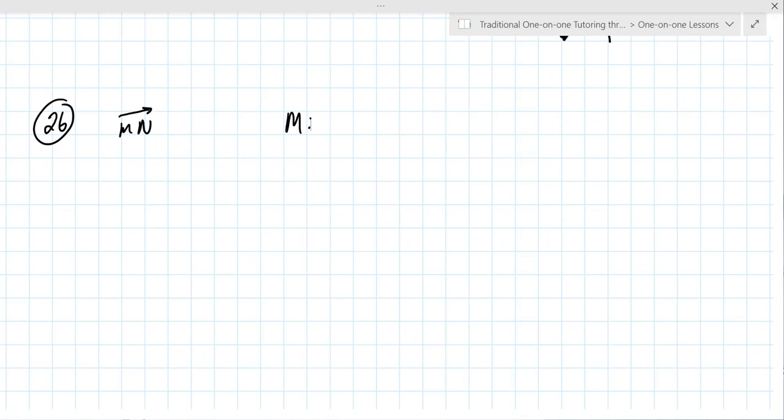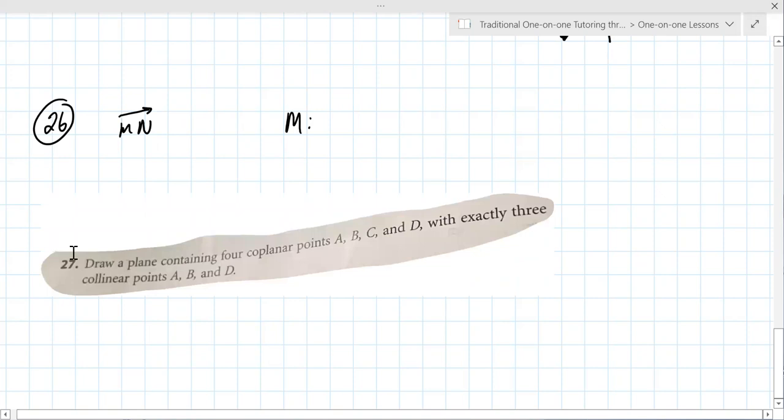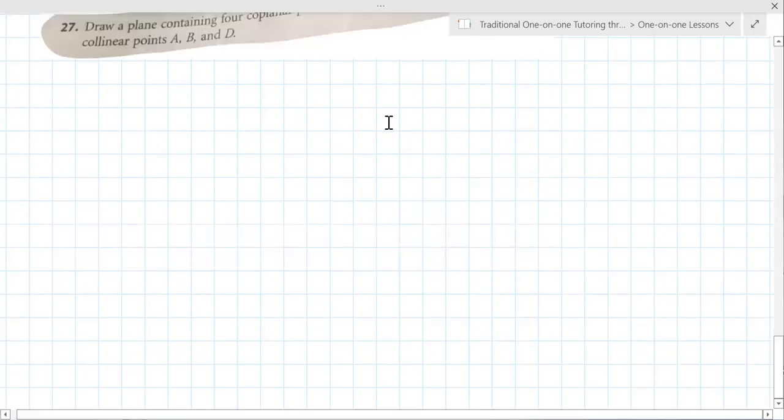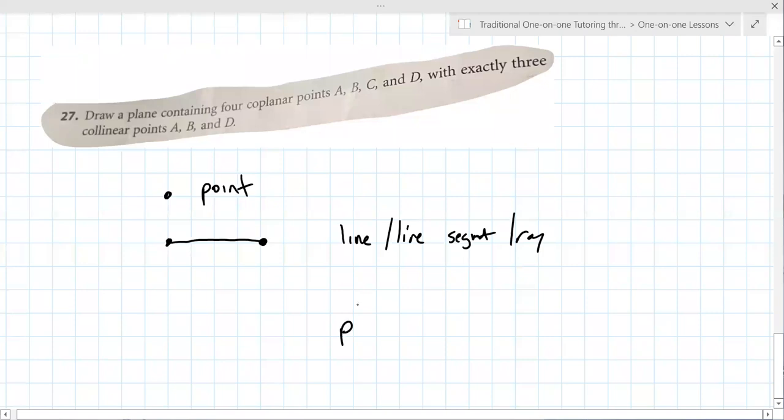Okay. So let's go to question 27, and we'll take a look at this. This is a different type of problem with some different language. Let me snip it in here. Here's what we have been talking about so far. A single point or place in space is called a point. If you take two points and connect them together, you get a line or a line segment, or a ray. That's another way of looking at it. And then what comes next is what's called a plane.